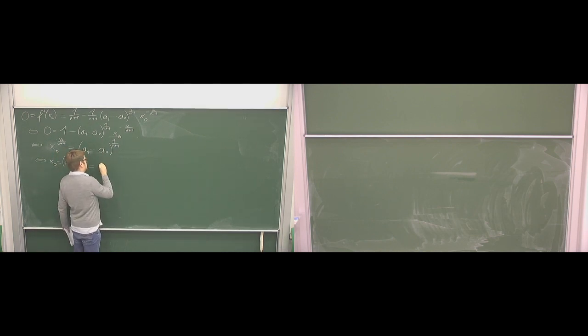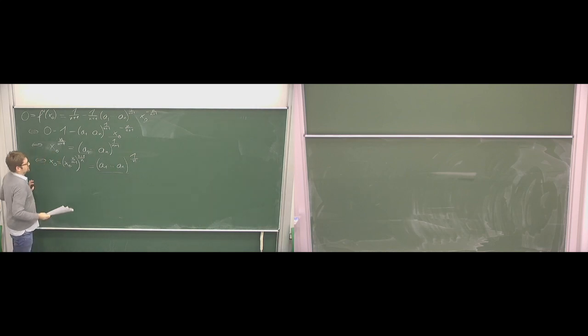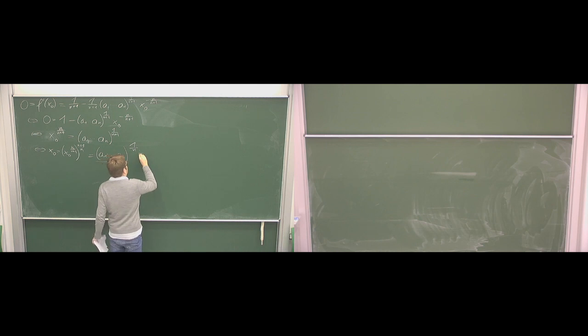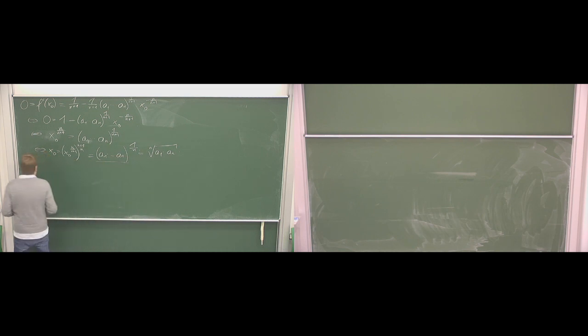So the solution is here a1 to an to the power of 1 over n. So this is the only solution that we have for this equation. Now, explicitly, this is the nth root of a1 times and so on to an. Now, this is the only solution of the derivative equal to 0. So this is the potential minimum.